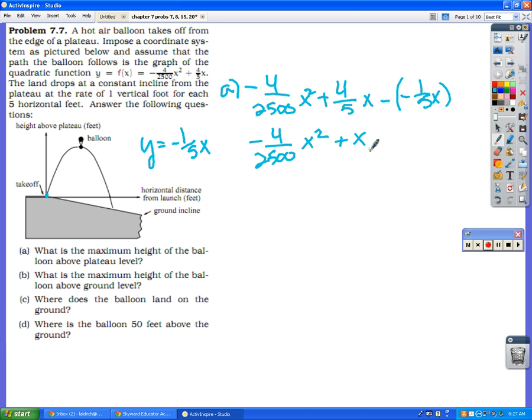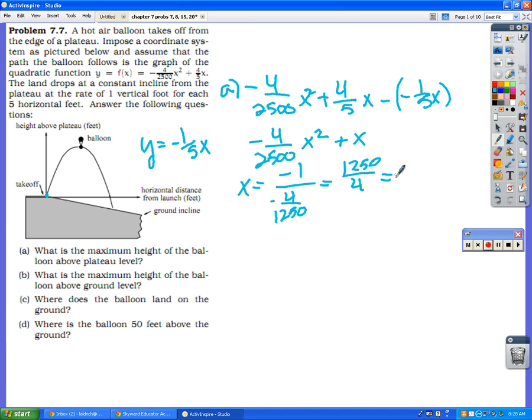Right, the x coordinate of the vertex will tell me where. So that's going to be negative b over 2a, right? Negative 1 over 4, negative 4 over 1250, because half of 2,500 is 1,250, okay? So negative divided by negative is a positive, and 1 over a fraction does what to the fraction? Flips it over. So that means my x coordinate is going to be 1250 over 4, which is what?